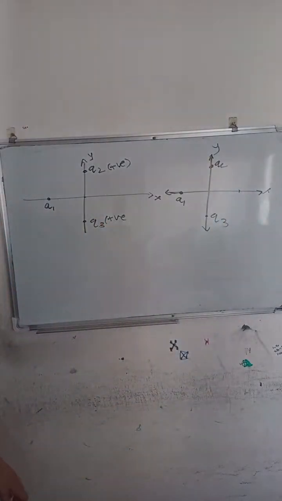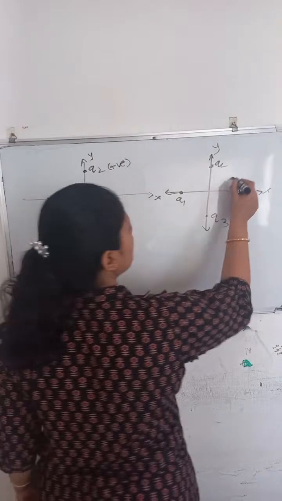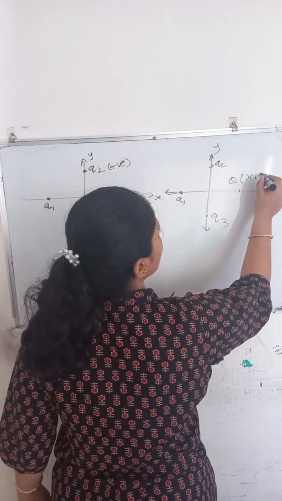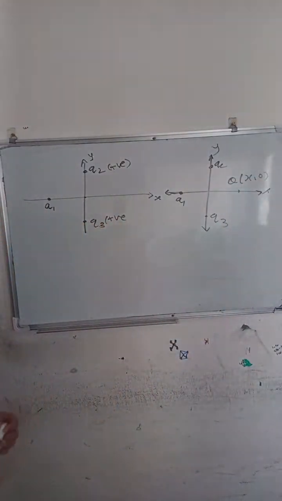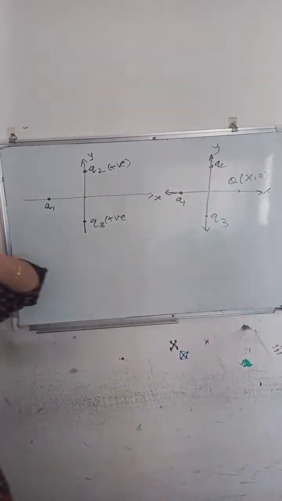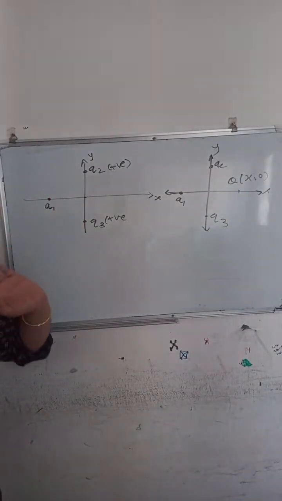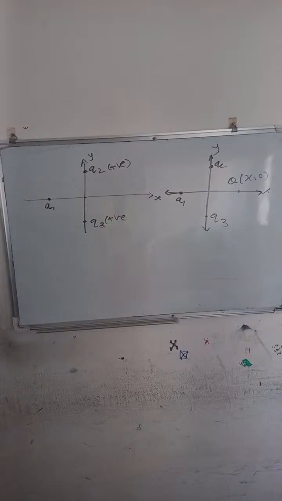And here they located capital Q at (x, 0). These are the coordinates for capital Q. Okay, so I think everyone copied the diagram.